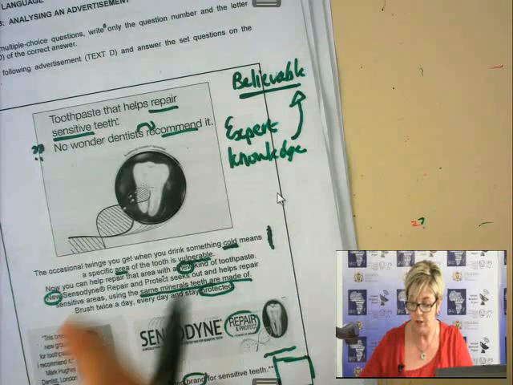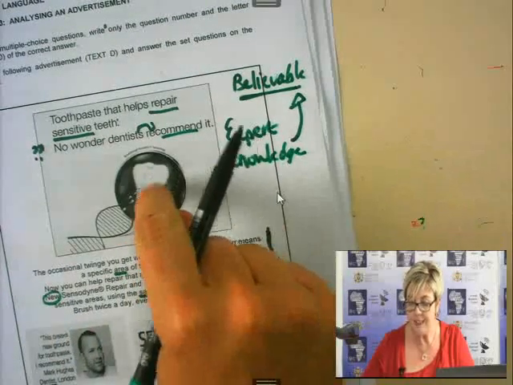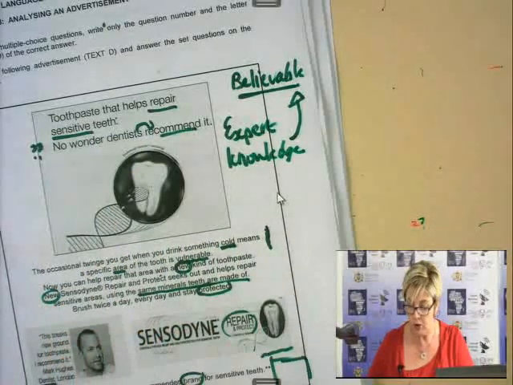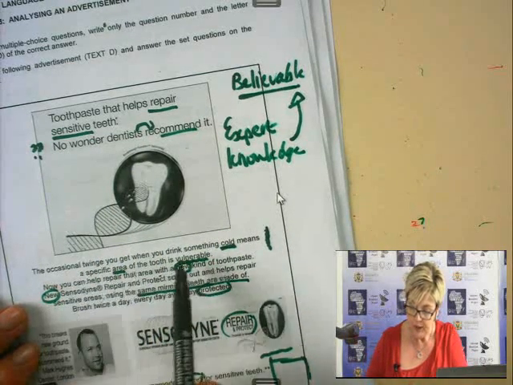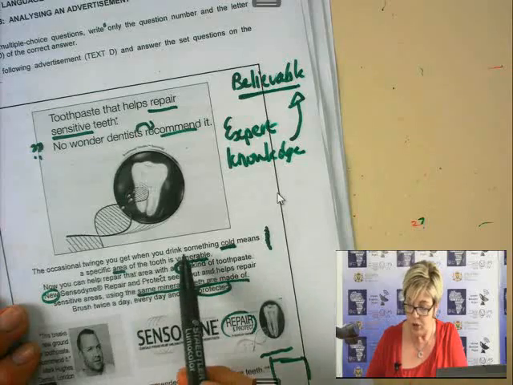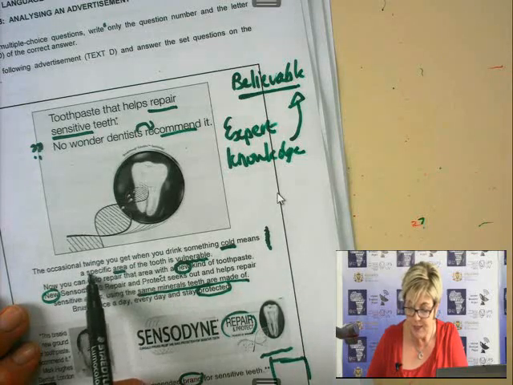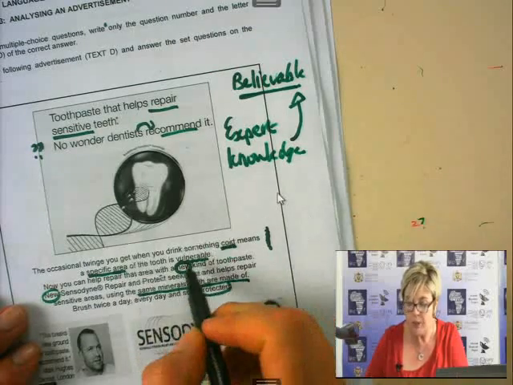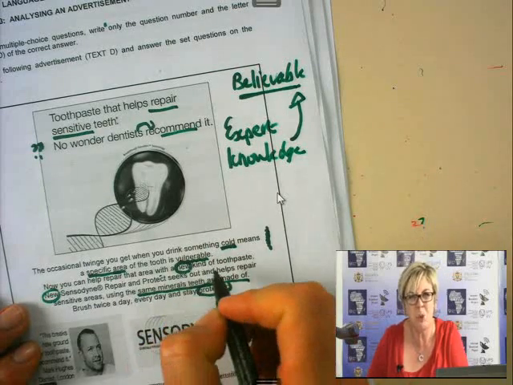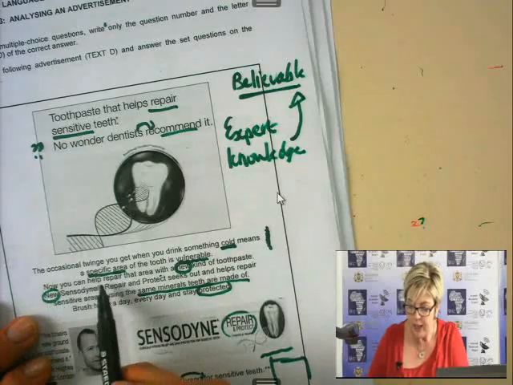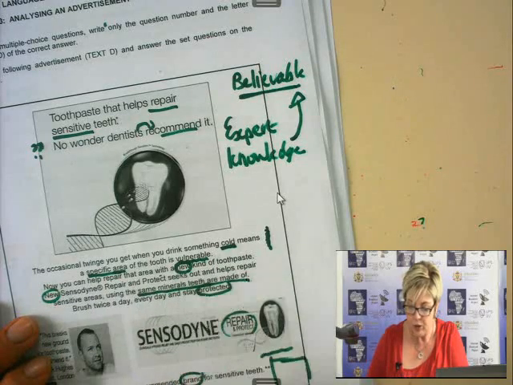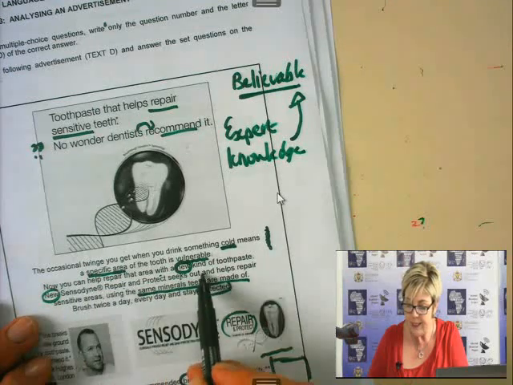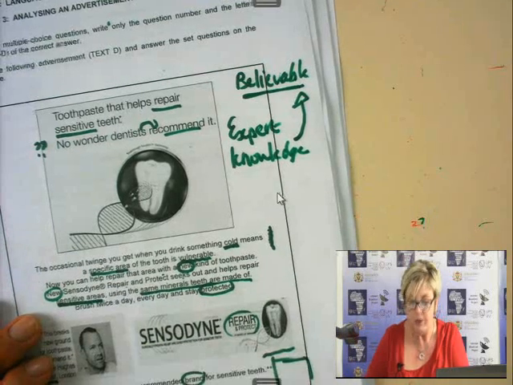The biggest picture, and that's that. How does that support make what is written, the text, stronger? Now remember what we read here. If you have a twinge, you drink something cold, there's a specific area of your tooth. Not the whole tooth, a specific area of your tooth that's vulnerable. In other words, that's a little bit weaker. Now you can help repair that area with a new kind of toothpaste. New Sensodyne Repair and Protect seeks out and helps repair sensitive areas.